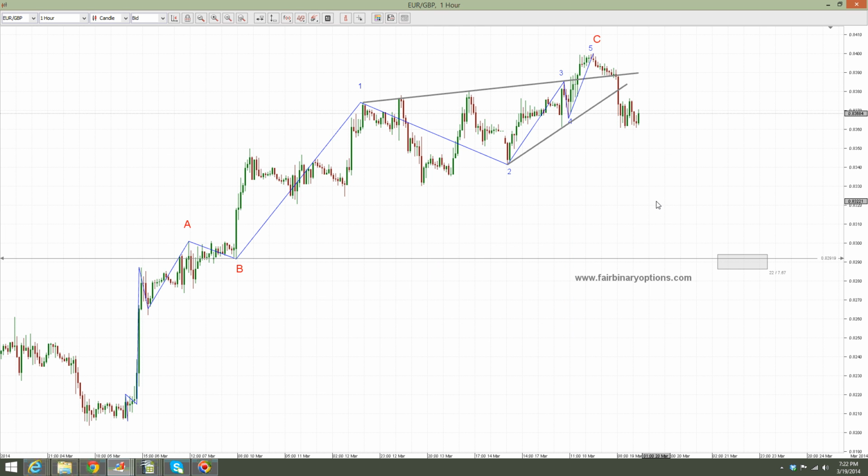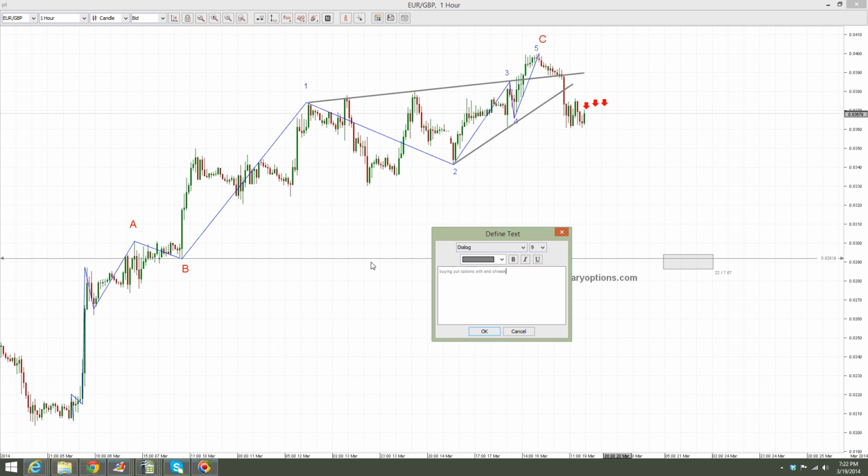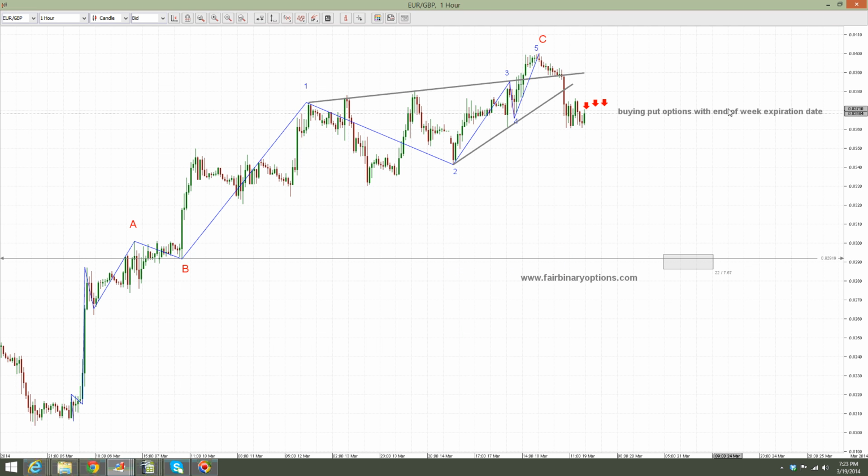And just like that, 1, 2, 3, 4, 5, a 5-wave structure, a rising wedge in the form of a terminal impulsive move. What do we want to do here? Well, we want to buy put options still. So let's write here that we are buying put options with end of week expiration date, as we want to avoid as much as possible the volatility that is going to come surrounding this FOMC statement and event in less than 1 hour from now.